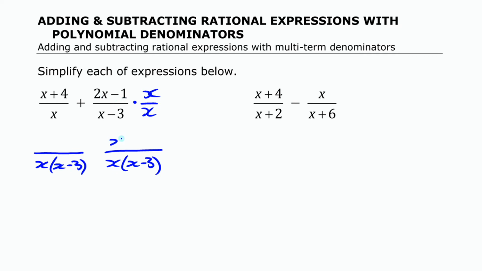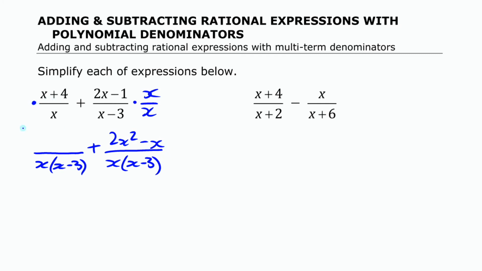Now, it might look like I should write it like this, x times 2x minus 1, but what we're going to want to do after is add it to what's over here. So to do that, it's going to be helpful to have it multiplied out. So I'm actually going to write it as 2x squared minus x.